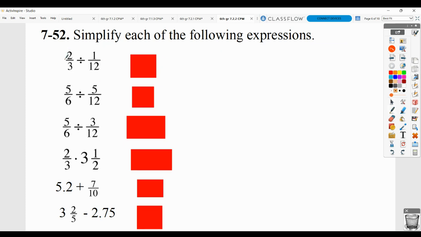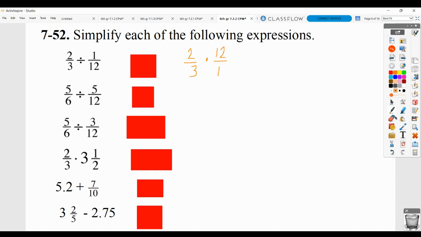We're not looking for necessarily a lot of work, but we should see a keep, change, flip, and simplifying occurring. Or if you have a mixed number, you should first change that to an improper fraction. So for the first one, for example, you should show that you left the 2/3 as it is, keep your 2/3, change your division sign to multiplication, and then flip your second fraction. So instead of being 1/12, it's 12 over 1.